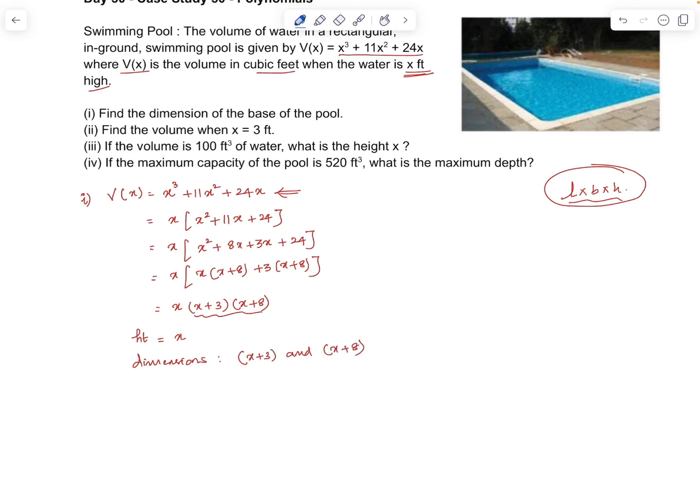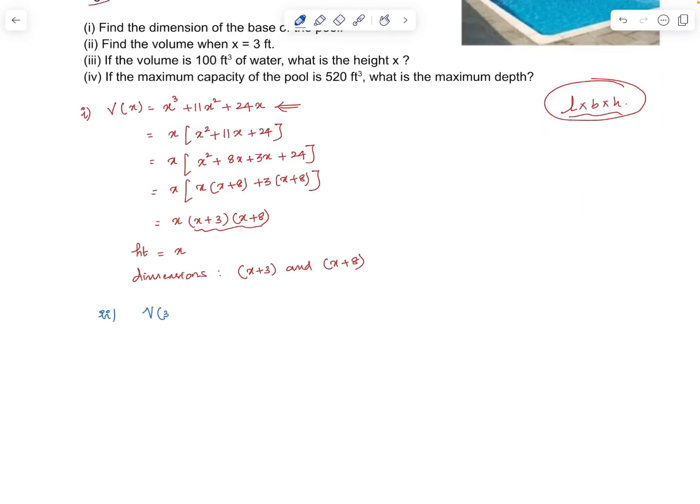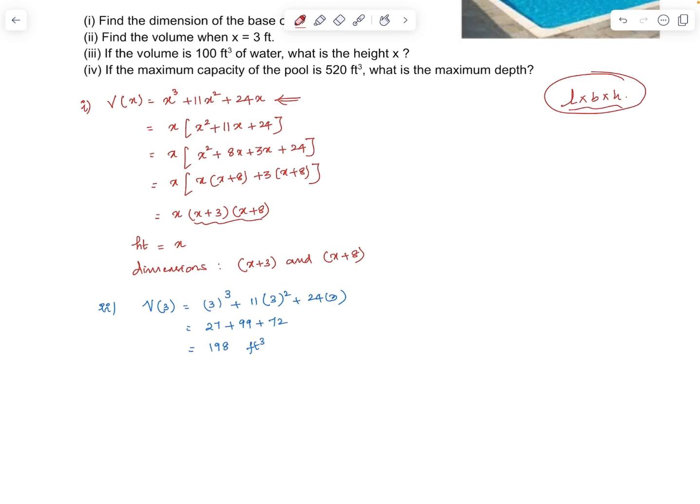Question 2. Find the volume when x equal to 3 feet. V of 3, substituting 3 in the place of x, which gives us 198 cubic feet. Question 3. If the volume is 100 feet cube of water, what is the height x?